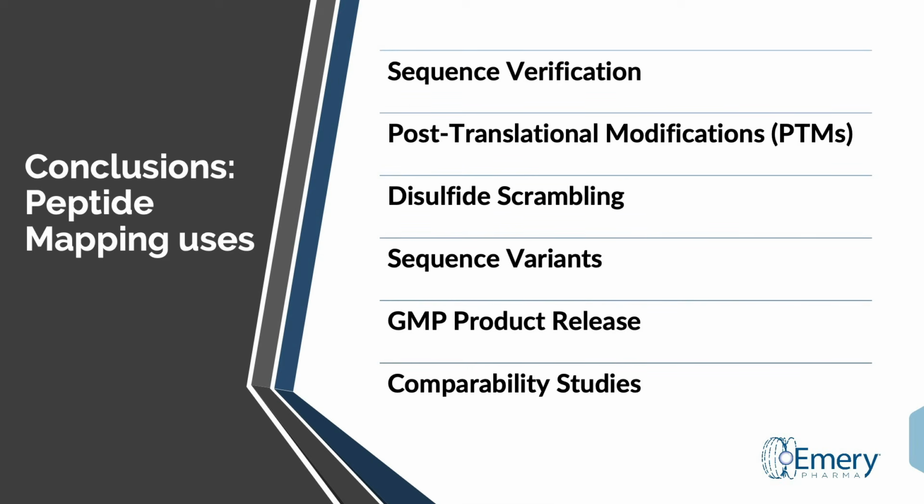In conclusion, LC-MS peptide mapping provides information on sequence verification, post-translational modifications, and sequence variants. The method is useful for early-stage ID, comparability and characterization studies, and GMP release.